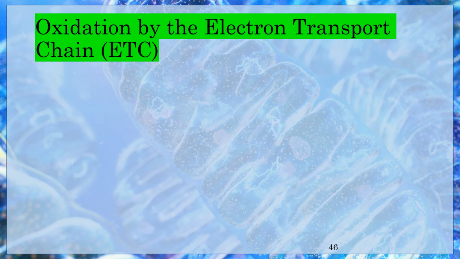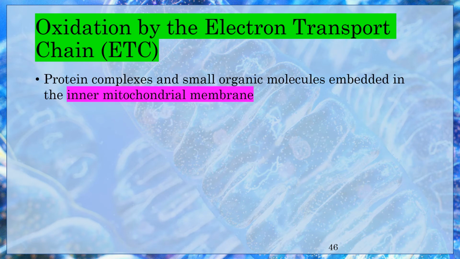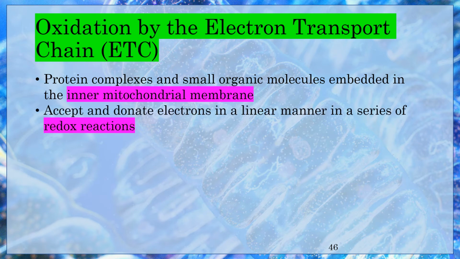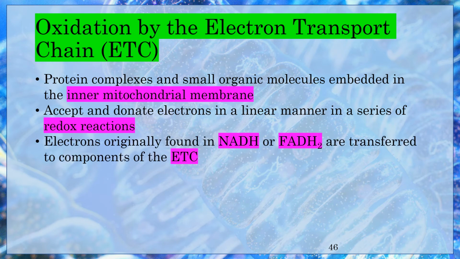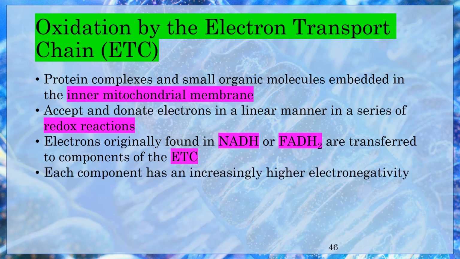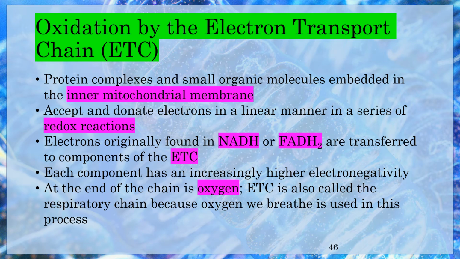So this oxidation by the electron transport chain, the protein complexes and small organic molecules embedded in the inner mitochondrial membrane, which we just went over, accept and donate all those electrons in a linear manner in a series of redox reactions. The electrons originally found in NADH or FADH2 are transferred to components of the electron transport chain. Each component has an increasingly higher electronegativity, and at the end of the chain is oxygen. So the electron transport chain is also called the respiratory chain because the oxygen we breathe is then used in the process.